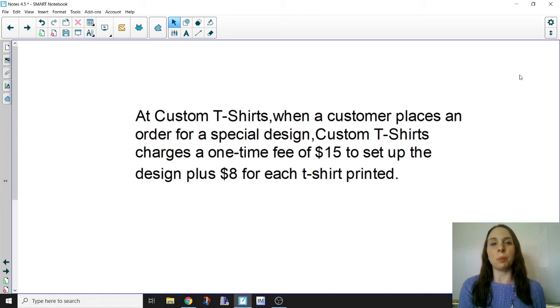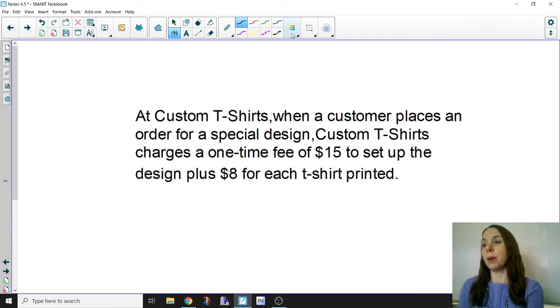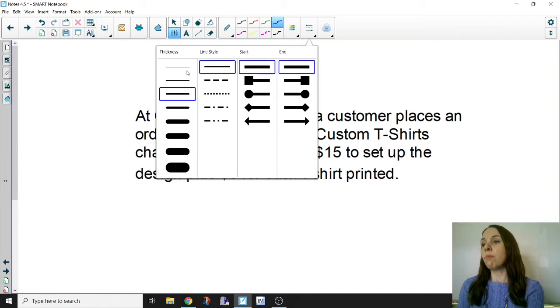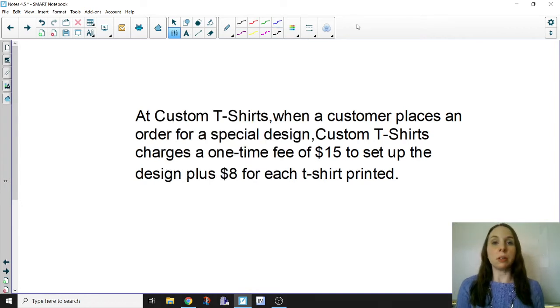Take a look at this problem that I use in my Algebra 1 class. At Custom T-Shirts, when a customer places an order for a special design, Custom T-Shirts charges a one-time fee of $15 to set up the design, plus $8 for each T-shirt printed. One of the first things that I ask my algebra students whenever we do this problem together in class is, how much does it cost for one shirt? And they look at the numbers and they say $23, right?